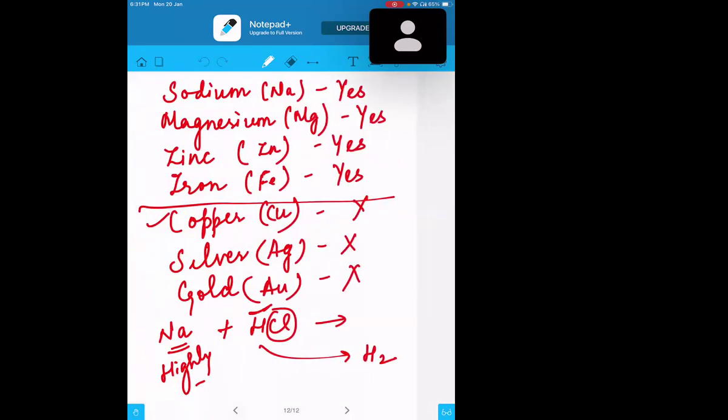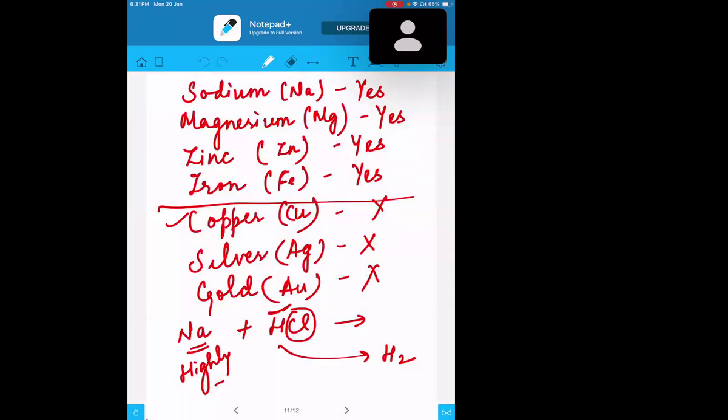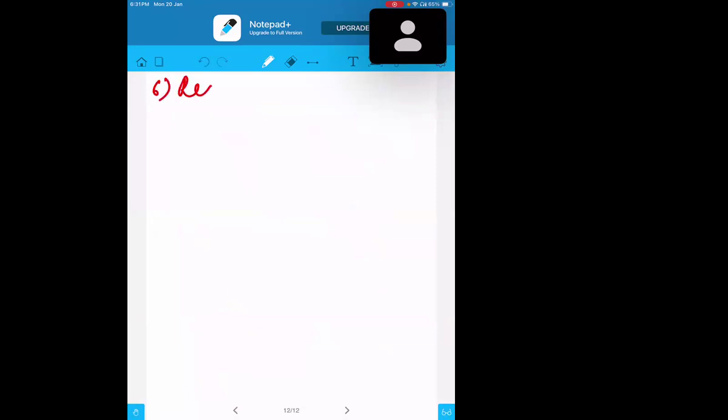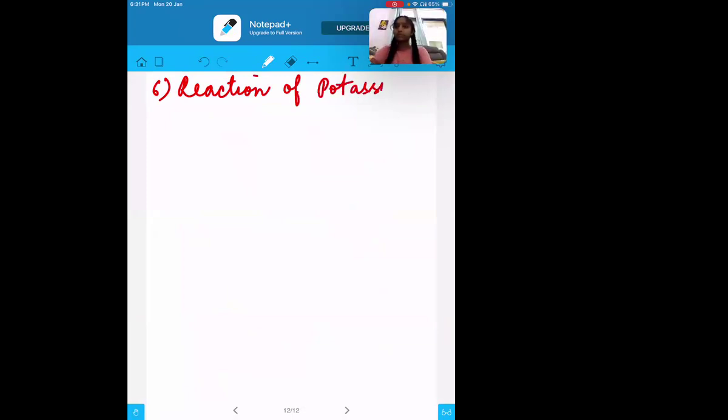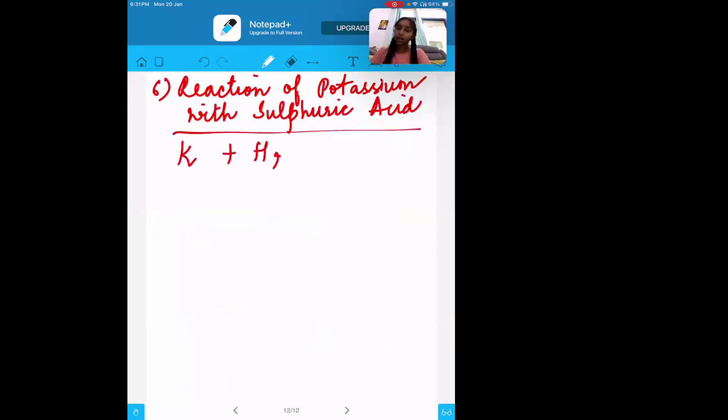Now the next reaction, which is number 6, is the reaction of potassium with sulfuric acid. The potassium symbol is capital K, sulfuric acid is H2SO4. Now what will you be getting? Ma'am, is potassium highly reactive or less reactive? Yes, it is highly reactive. Ma'am, potassium sulfate and hydrogen.